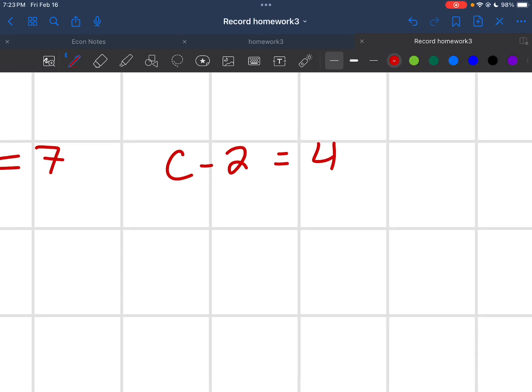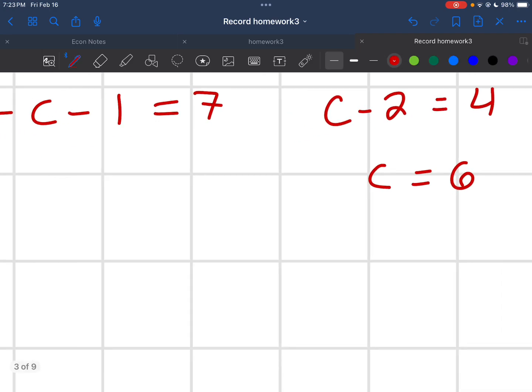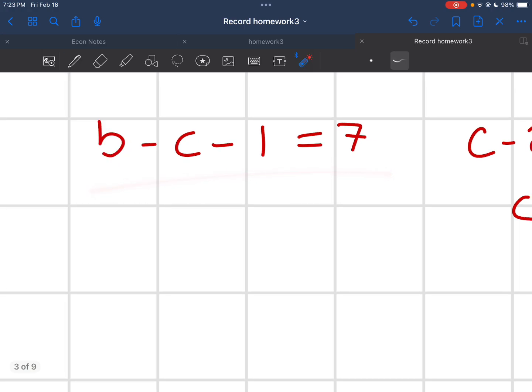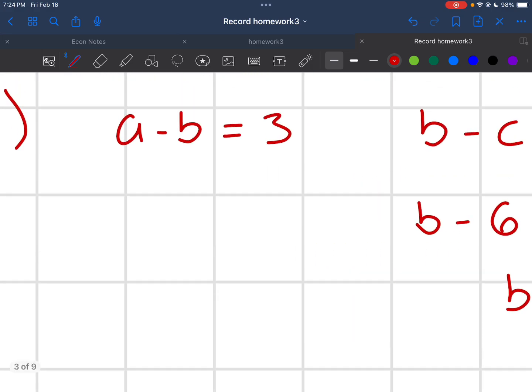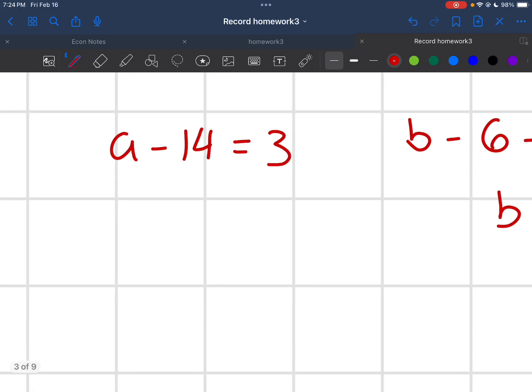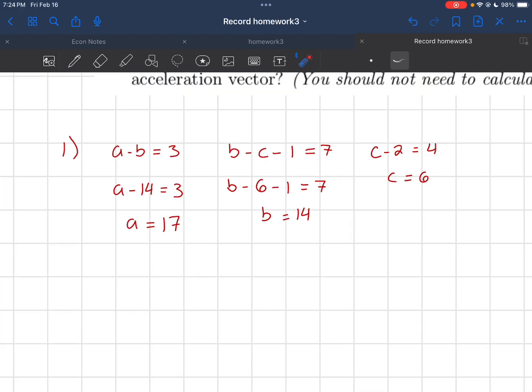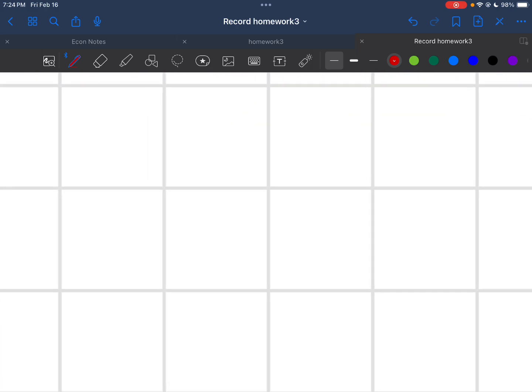So if I add 2 to both sides, I'll get that c is 6. Then I can use that in this one, because this one just has c and one other unknown. I can plug in that c is 6, and if I add 6 and 1 to both sides of my equation, I'll get that b is 14. And then again, I can plug in my 14 for b, and adding 14 to both sides, I'll get that a is 17. So it's this kind of cascading series of systems of equations that we'll see in the rest of these problems.